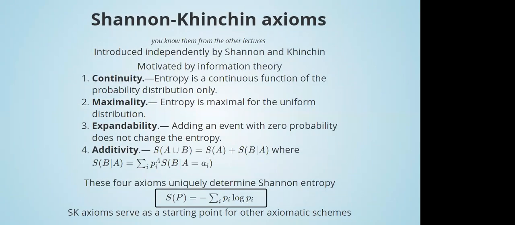And I'm glad that you've already done this before. So I start with the repetition of the Shannon-Khinchin axioms, and they are motivated by information theory. You've seen it before. I don't know if I wrote them in exactly the same form as in your information theory lectures, so I just go through them very quickly. In this formulation, I define the entropy such that it's continuous in the probability distribution only, which means that it depends only on the distribution and not on any other parameters. It's maximal for the uniform distribution. It's so-called expandable, which means that an event with zero probability does not change the entropy.